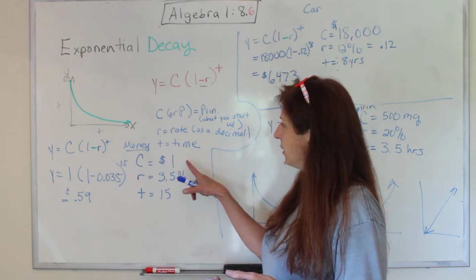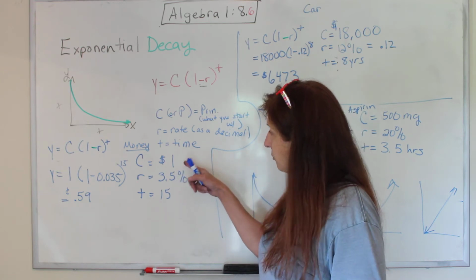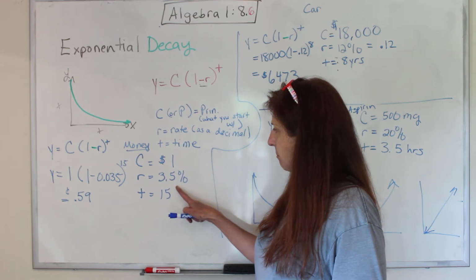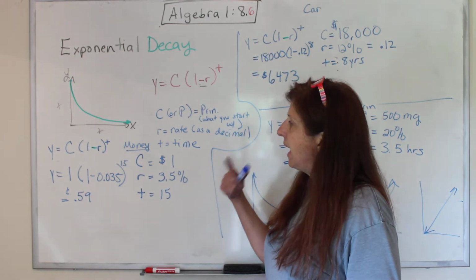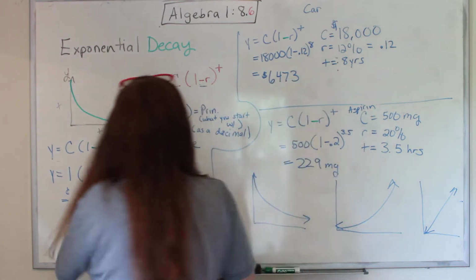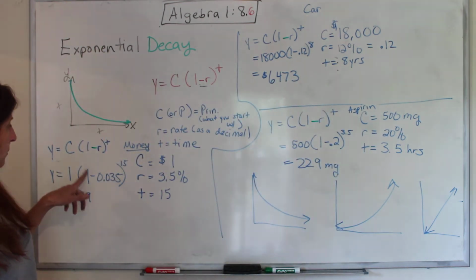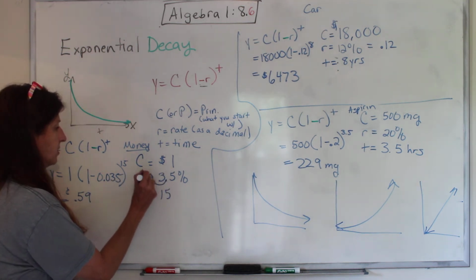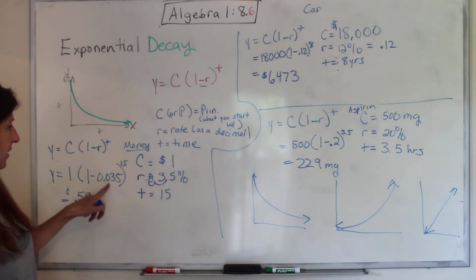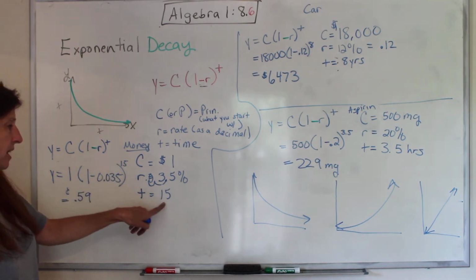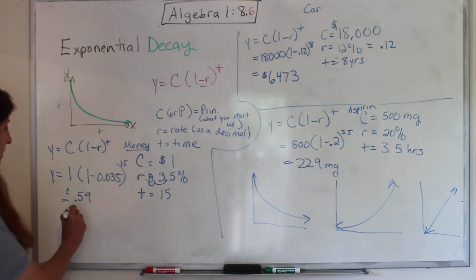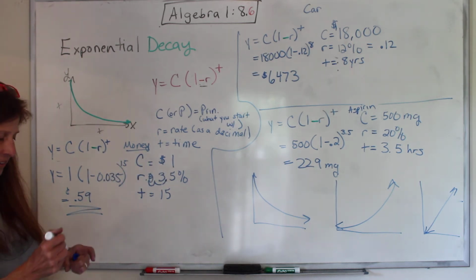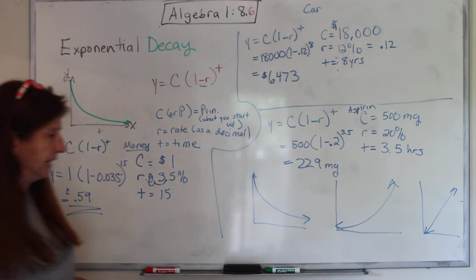And so what the dollar used to be worth was $1, but then we've had about 3.5% inflation for 15 years. How much is the money worth now? Well, $1 is our principal. We put it into our formula, 1 minus the rate, so you move the decimal over 2 places to turn it into a decimal, 0.035. In parentheses, raise it to your time, 15, and that dollar that was worth $1 will only now buy 59 cents worth of stuff. So watch out for inflation.